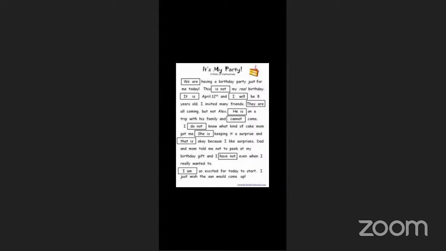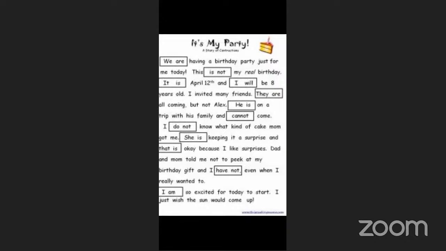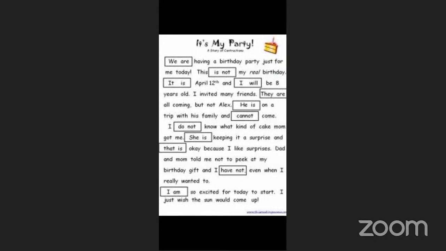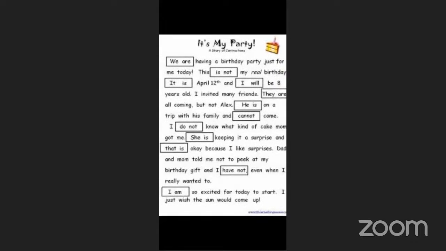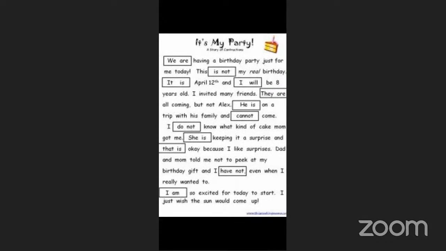We are having a birthday party just for me today. This is not my real birthday. It is April 12th and I will be 8 years old. I invited my friends. They are all coming, but not Alex. He is on a trip with his family and cannot come.